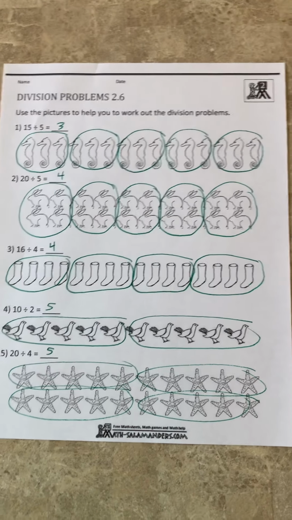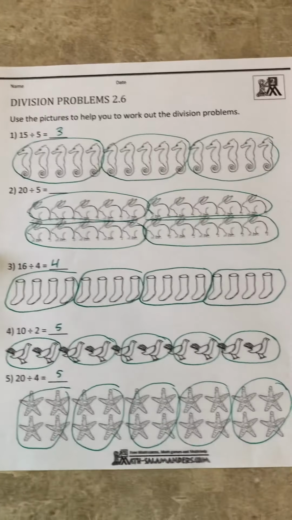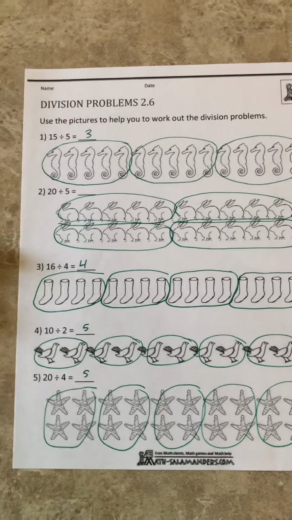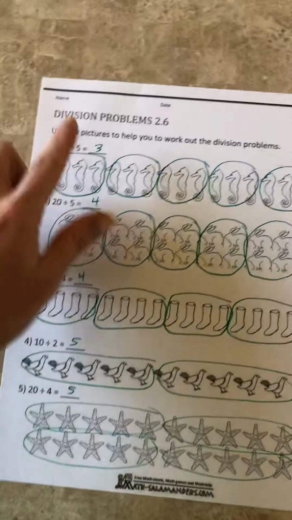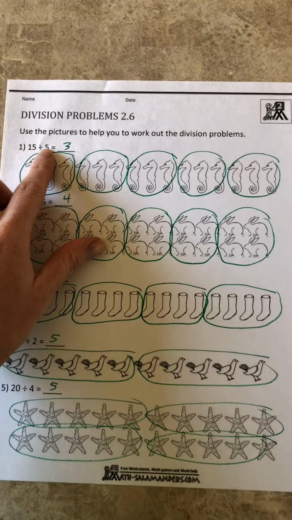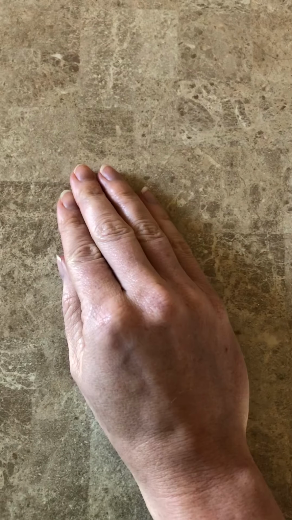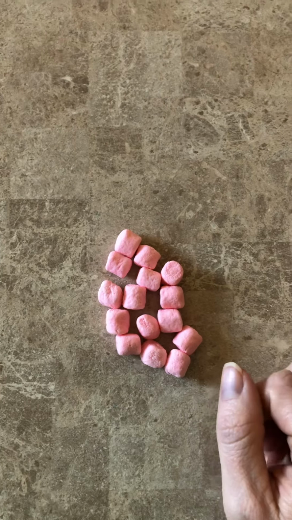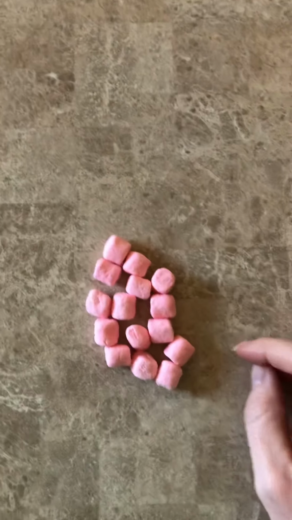Okay, on this worksheet, I'm going to show you how you could possibly have two different ways that you found your answer. So 15 divided by 5. So let's use our objects. So I'm starting with 15. Now, divided by 5, the first way that you might like to think about it is putting it into 5 groups. So pretending like you're dealing out 15 cards to 5 players.